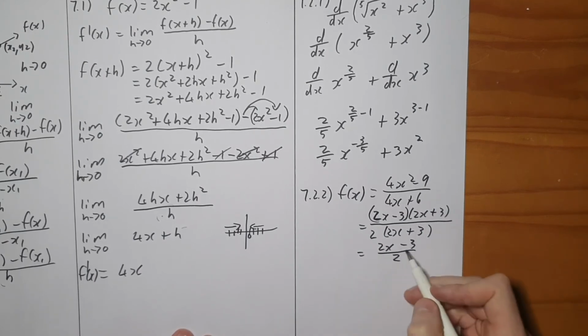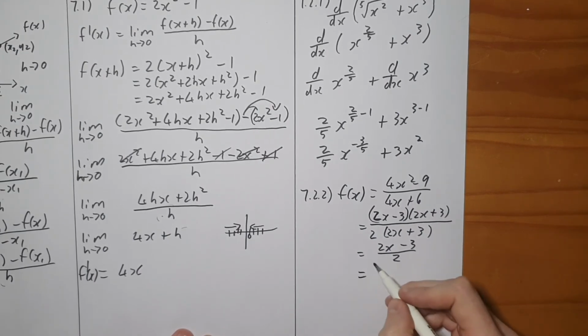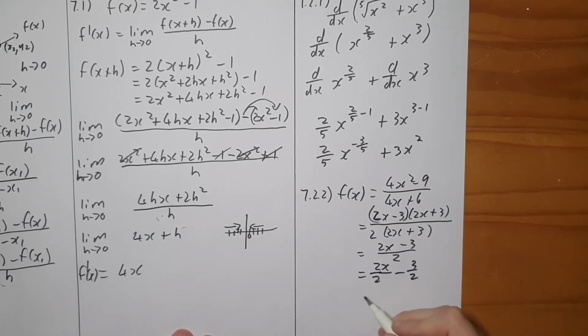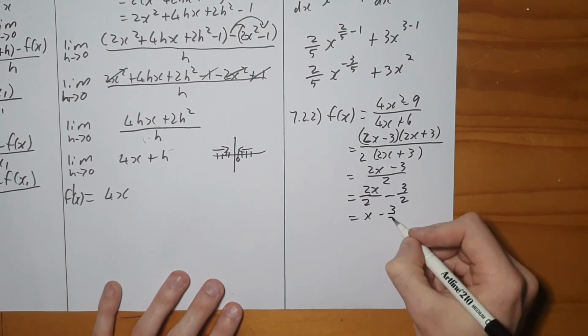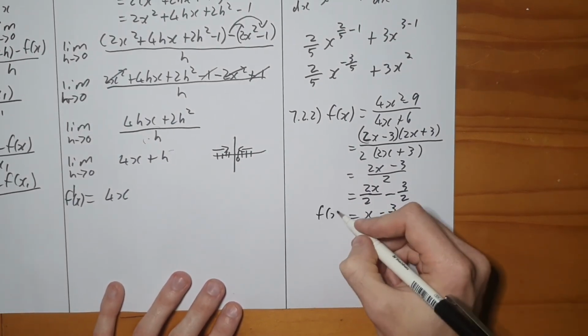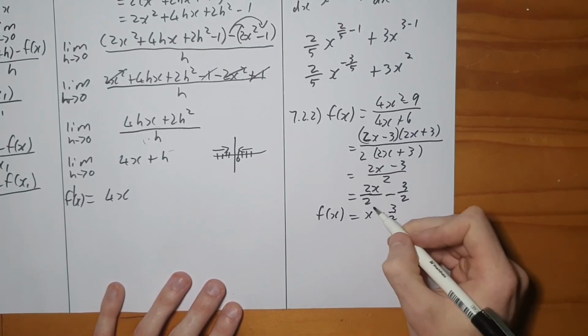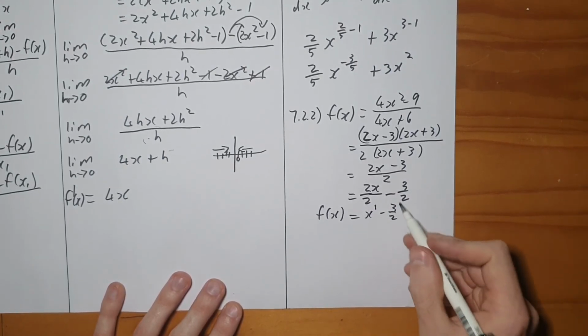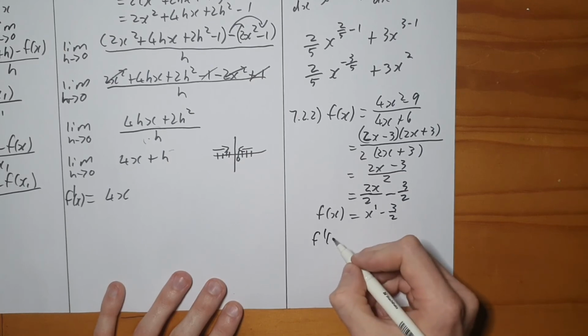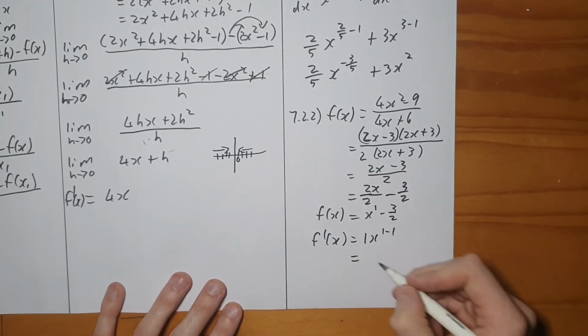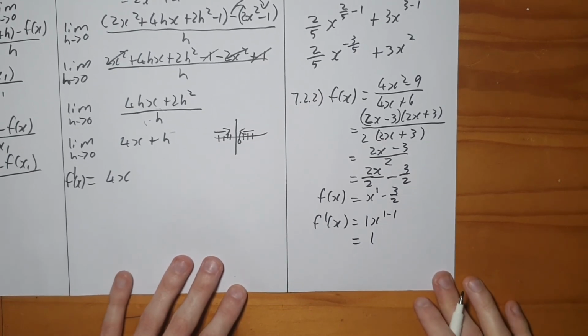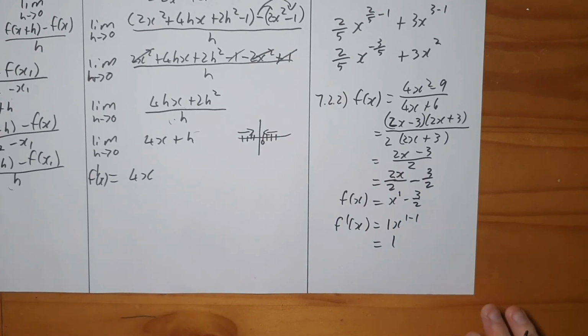I can split it because there's a minus at the top, so that's 2x over 2 minus 3 over 2, which then just gives me x minus 3 over 2. Now I can take the derivative of this because I know how to do it. That's to the power of 1. That's a constant, so it becomes 0. So f prime of x equals 1 times 1 is 1, x to the 1 minus 1. So I'm just left with 1. Okay, and that's how we go about doing this question.